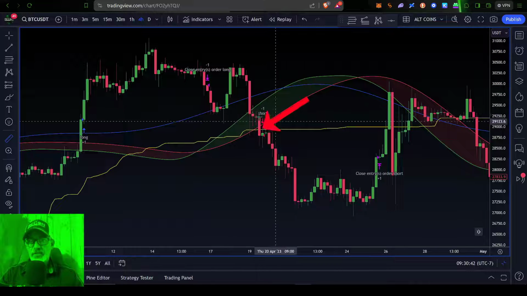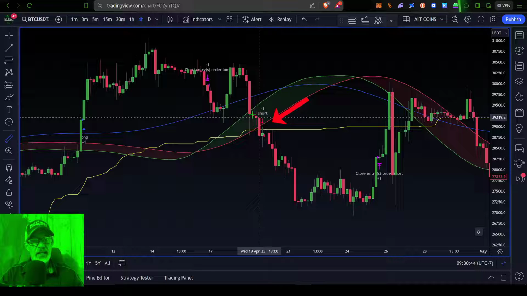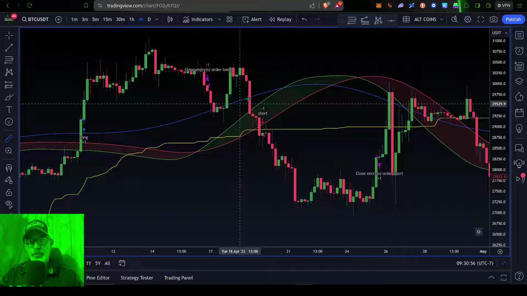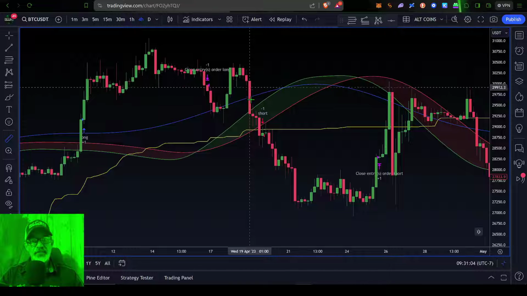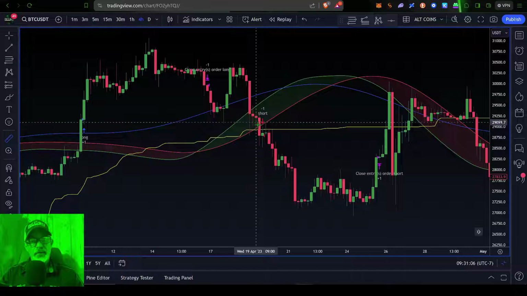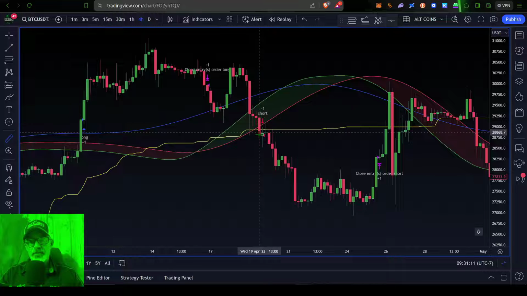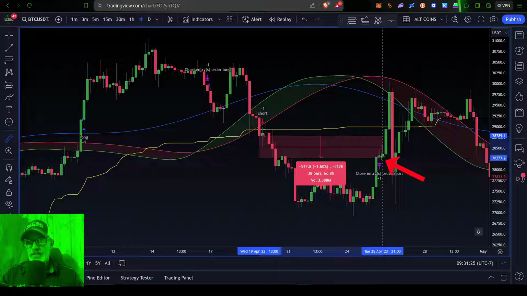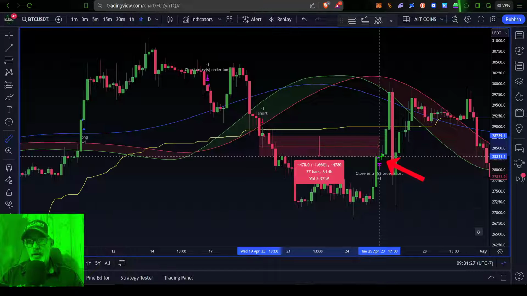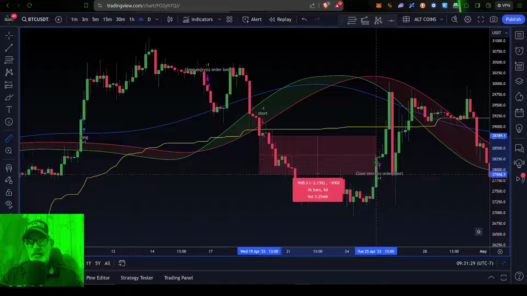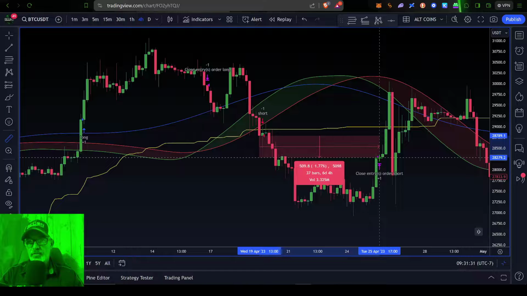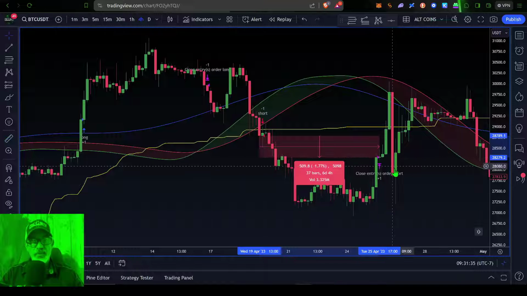Now the next signal is on a short, and again now we see the price crossing down below the blue baseline, and then it does get down below all the other lines, and thus we get the signal to go short. And so we would get short on the close of this candle. And then we get the signal to close our position on this big green candle here when it closes, and we'd capture just around a 1.75% profit.